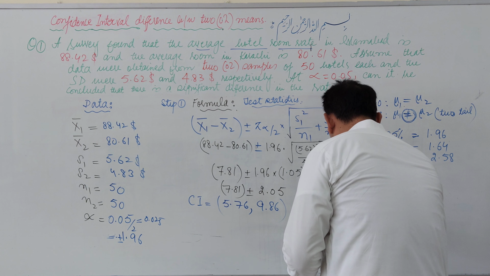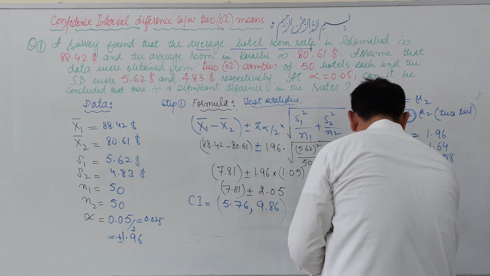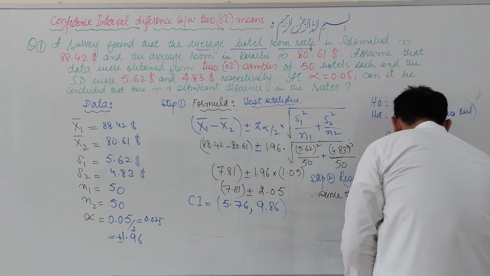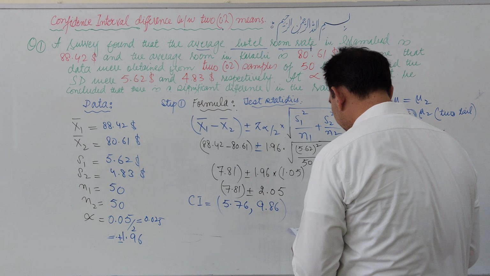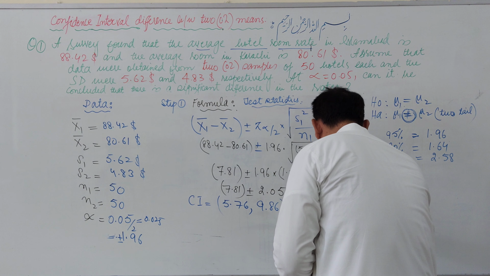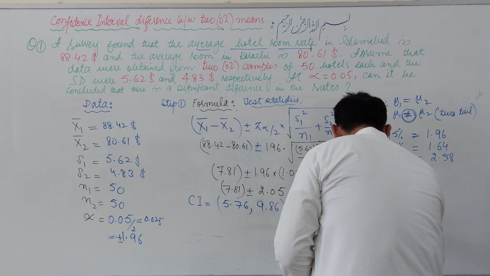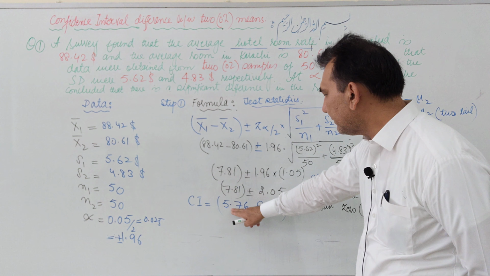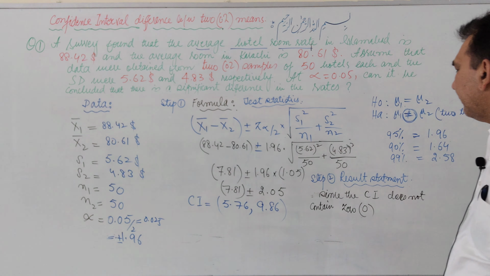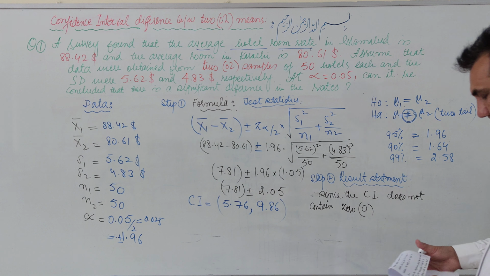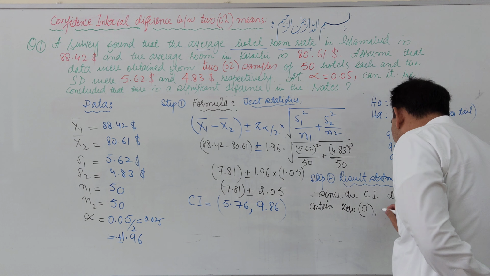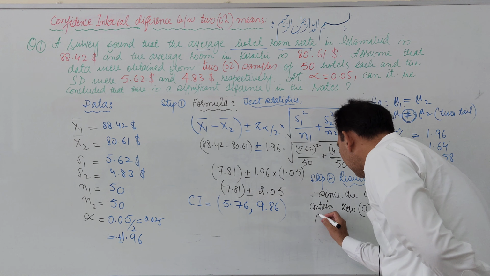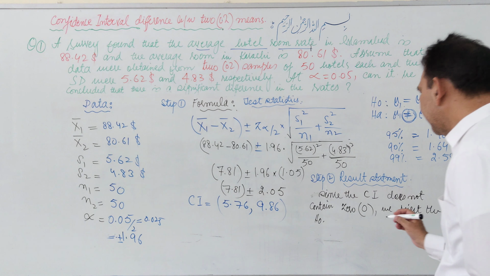Since the confidence interval does not contain zero value. You can see the range of the confidence interval is from 5.76 to 9.84, so it is not zero. When it is not zero, then we reject the null hypothesis.